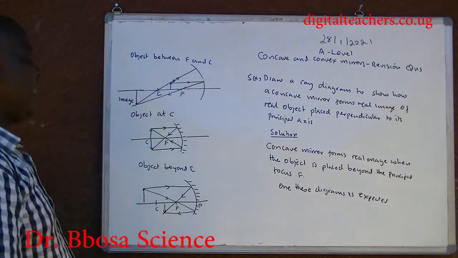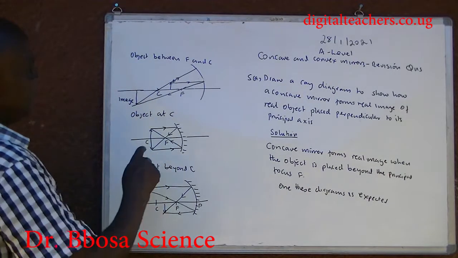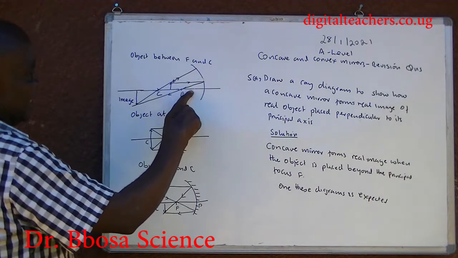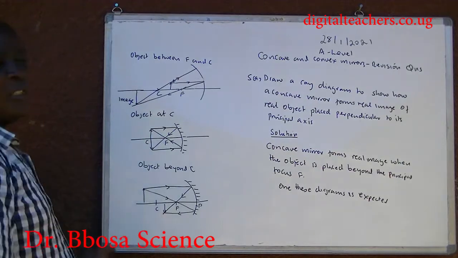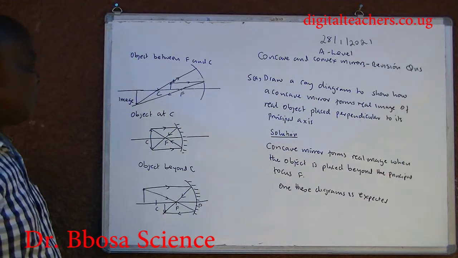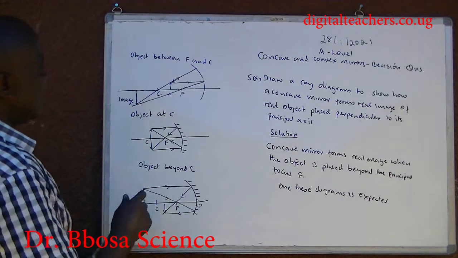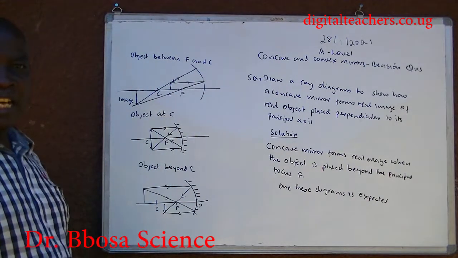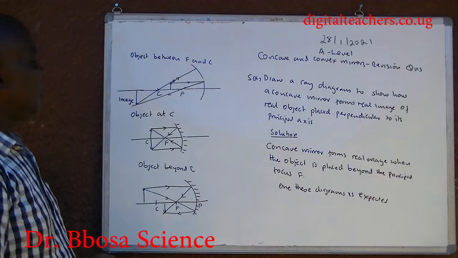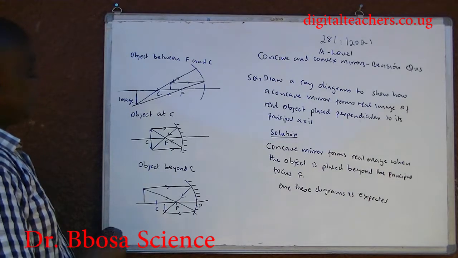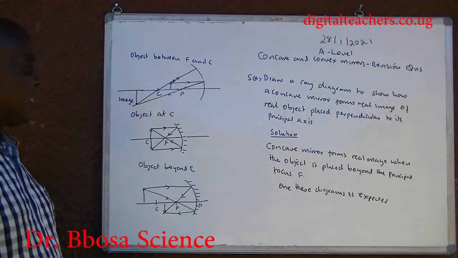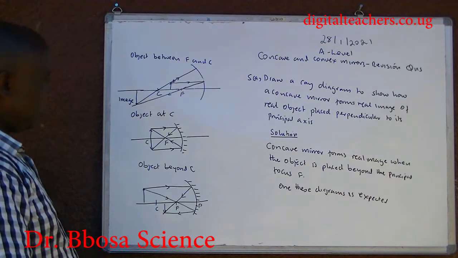When the object is between F and C, the ray from the object parallel to the principal axis is reflected through the principal focus. Then the ray through the center of curvature is reflected along its own path to form an image which is inverted, magnified, and real.